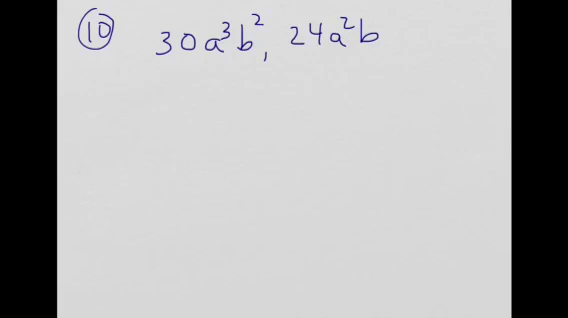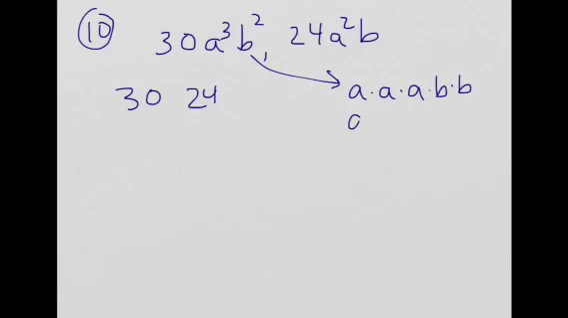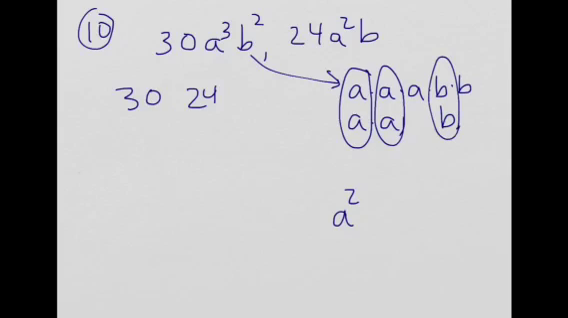All right, let's try 30 and 24. We're going to do our variables first. So A times A times A is A cubed times B squared. That's my first one. And then I'm going to do A times A, and I'm going to line up the variables. So I see that I have 1 A in common. I have a second A in common, so I have A squared in common, and I have a B, so those are part of my answer.